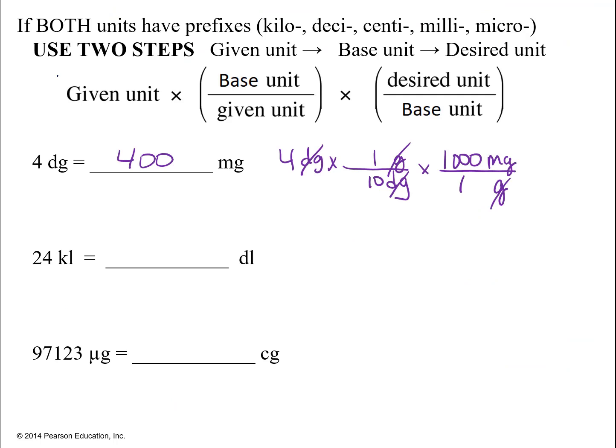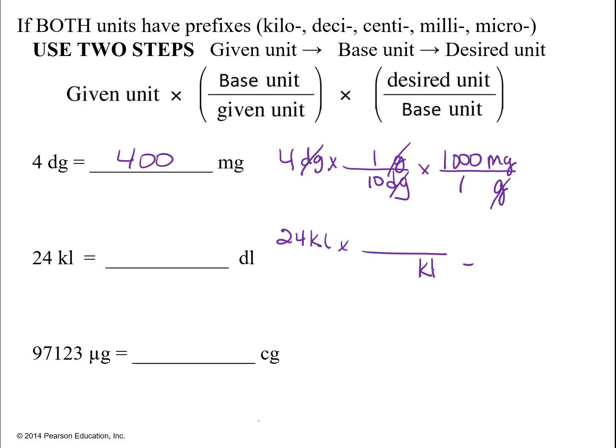Next. Okay. So what about this one? 24 kiloliters is how many deciliters? So what do I put first? I'm going to put 24 KL and then times and a line. What unit do you put on the bottom? KL. So your starting unit goes on the bottom, always. Doesn't matter what it is. It's always going to go on the bottom.